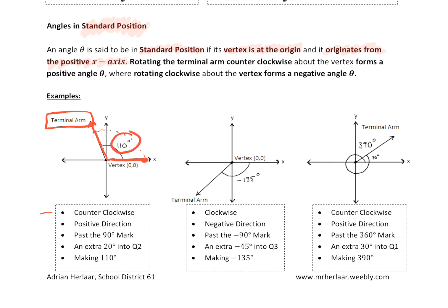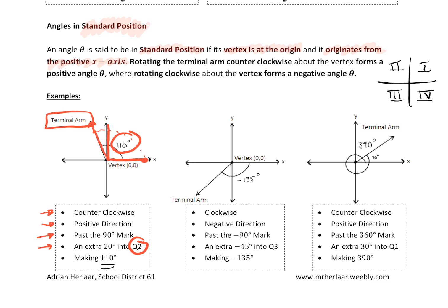So you'll see in this tick box here, we rotated in a counterclockwise direction, which gives us a positive direction. We've gone past 90 degrees, because 90 degrees would be at the y-axis, right? And then we've done an extra 20. So we're in what we call quadrant 2. Refresher, if we don't recall, on your grid, that's quadrant 1, quadrant 2, quadrant 3, quadrant 4. Go in a counterclockwise direction, and we end up with 110 degrees.